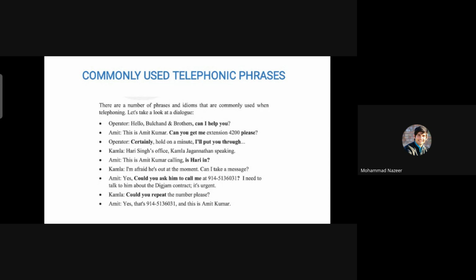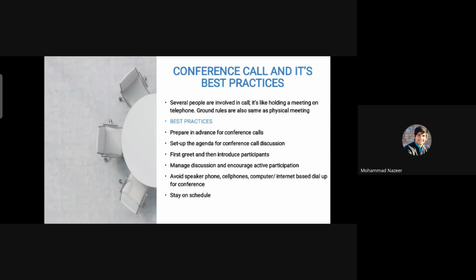And then the other side person is saying, Kamla, could you please repeat the number, please? And the other person is writing that number. Yes, that's 914-513631. So this is Amit Kumar. So this is how we make a proper kind of telephonic conversation.